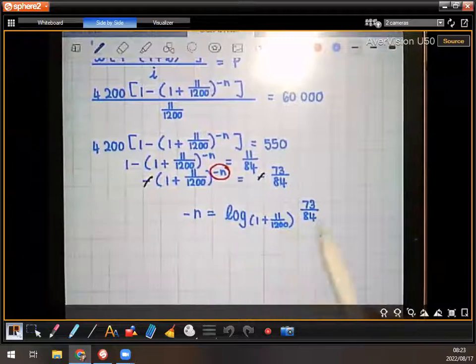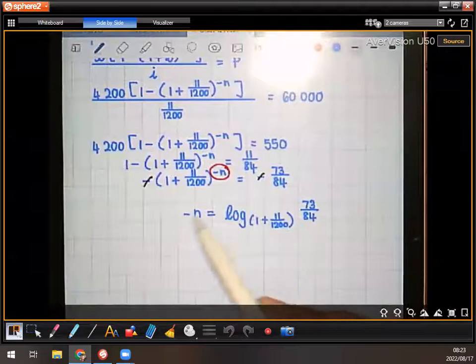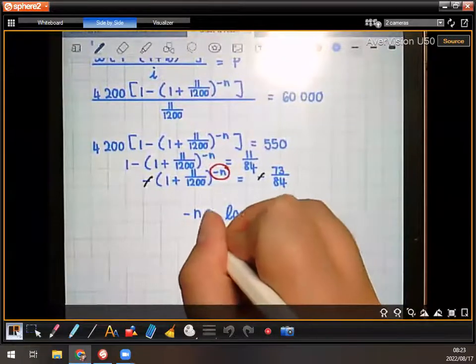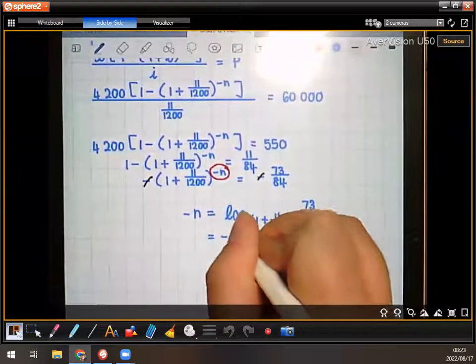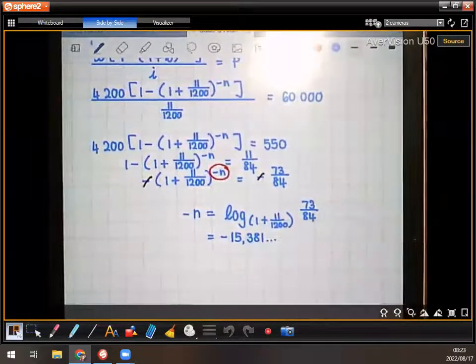Now, guys, we are expecting this to be negative, right? Because it's negative n. So we're supposed to be getting a negative answer from this so that we can cancel out our negatives. So I'm going to type in log and I'm doing my 1 plus 11 over 1200 and then 73 over 84, or the answer button. And we are getting negative 15,381, blah, blah, blah.